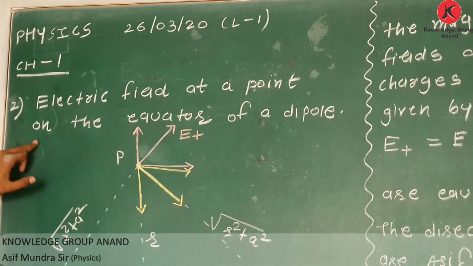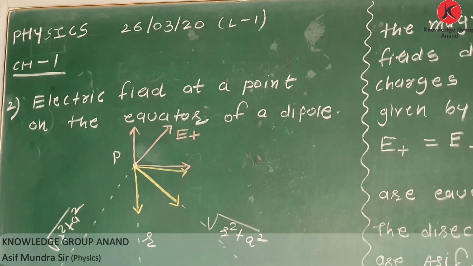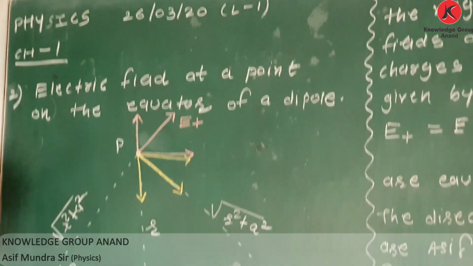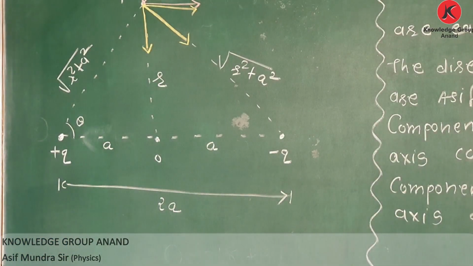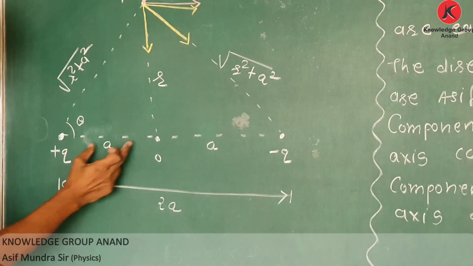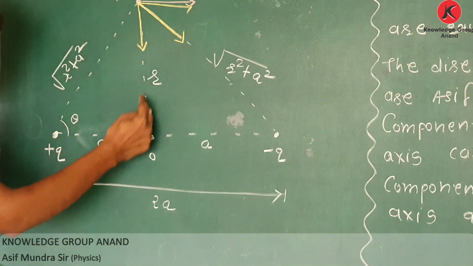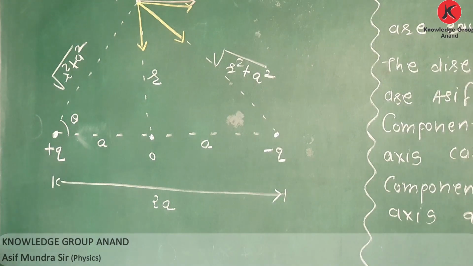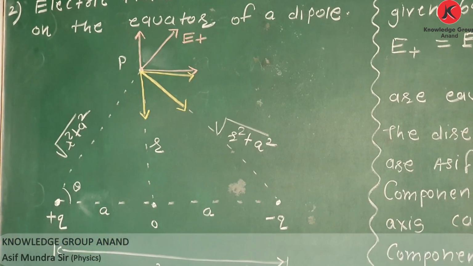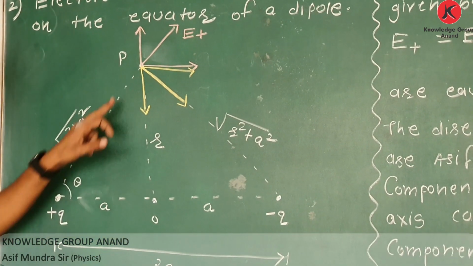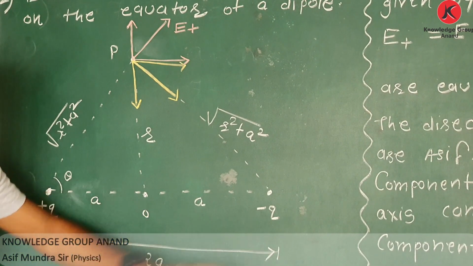Now, electric field at a point on the equator of a dipole. See again, plus q charge and minus q charge separated by distance 2a form an electric dipole. Yes, it is center O. This distance is a, and this distance is also a. O is the midpoint, and the perpendicular bisector is called the equator. Now we have to find the electric field at point P at a distance r from center O. Clear? Again, at point P, the electric field is due to plus q charge and minus q charge.